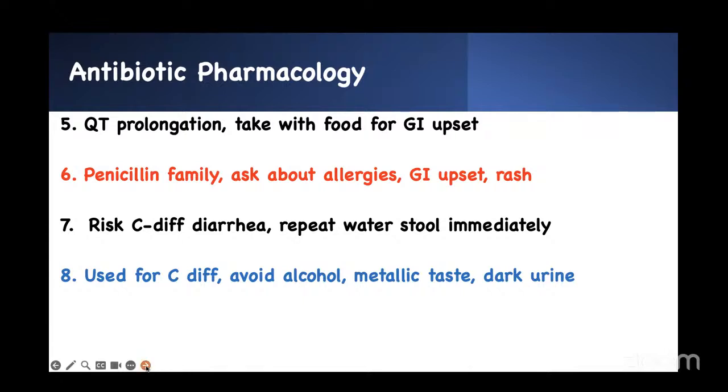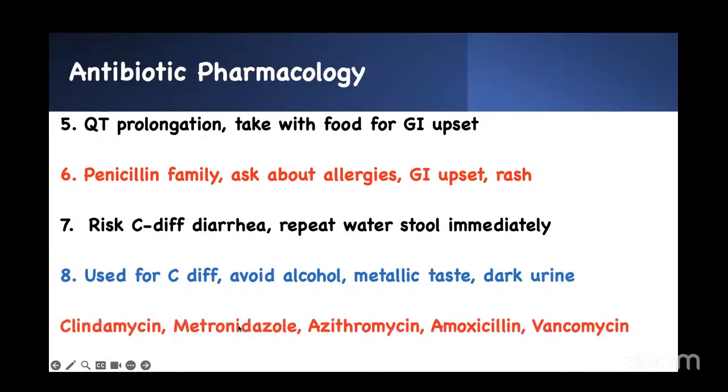So what do you think? These are the medications. Do you see clindamycin symptoms over there? Do you see metronidazole symptoms over there? Do you see azithromycin symptoms over there? Do you see amoxicillin symptoms over there? Do you see vancomycin symptoms over there? At least you should be able to get the amoxicillin, right?